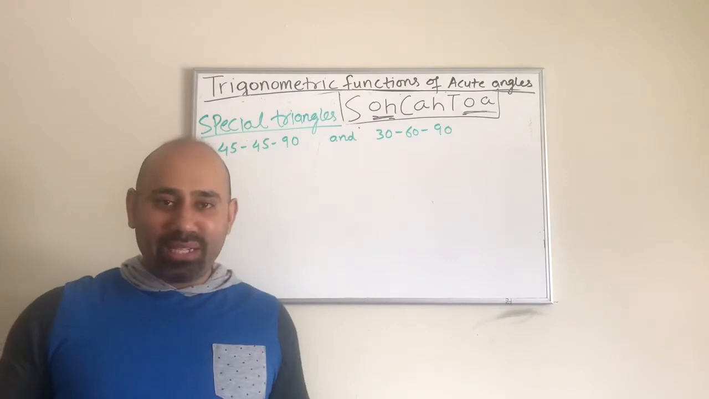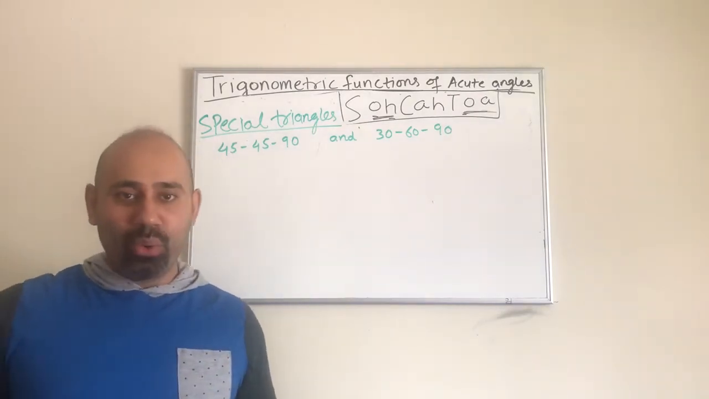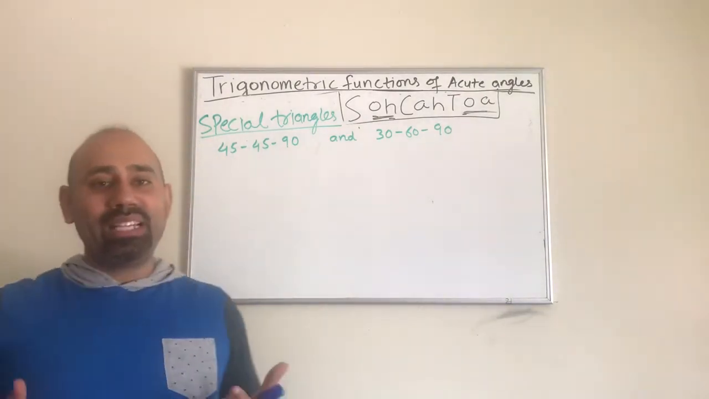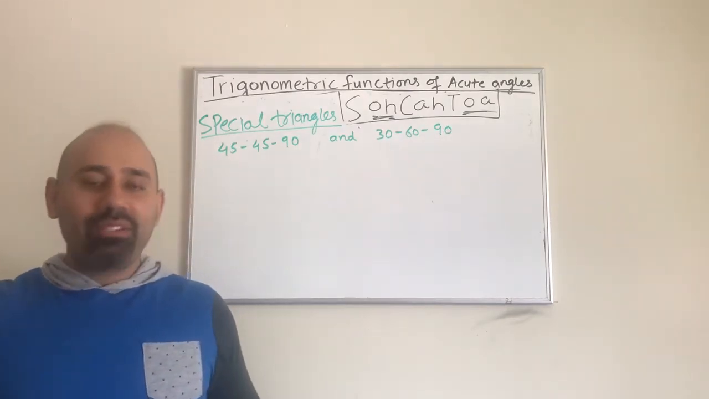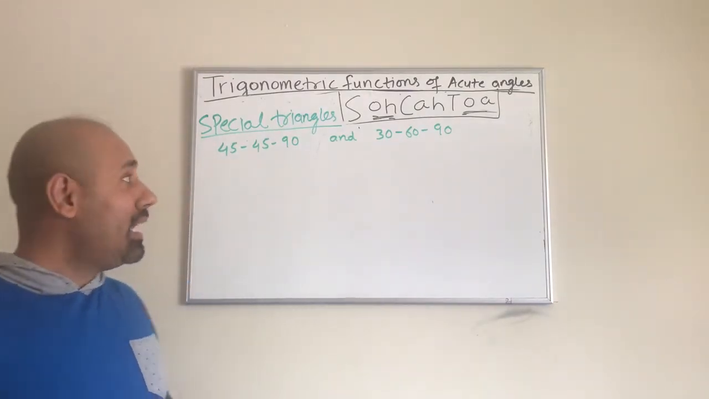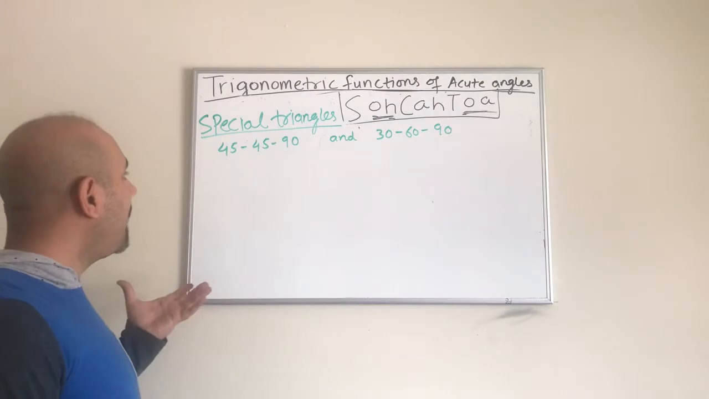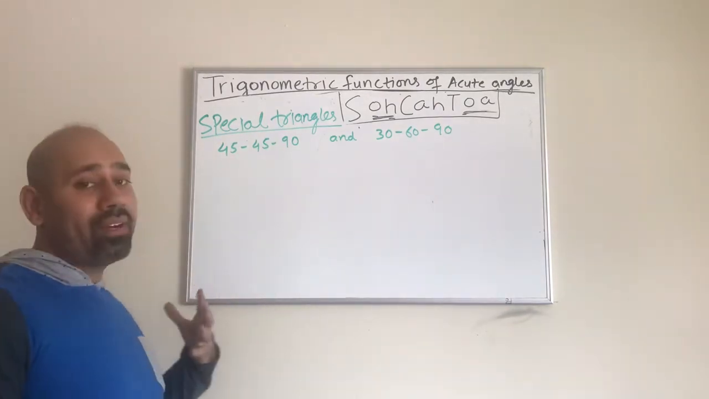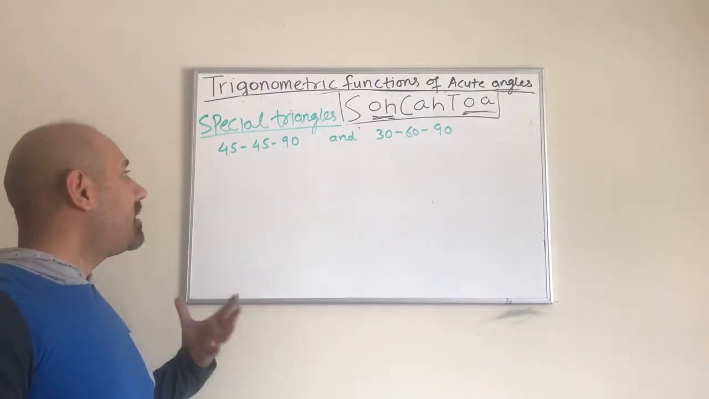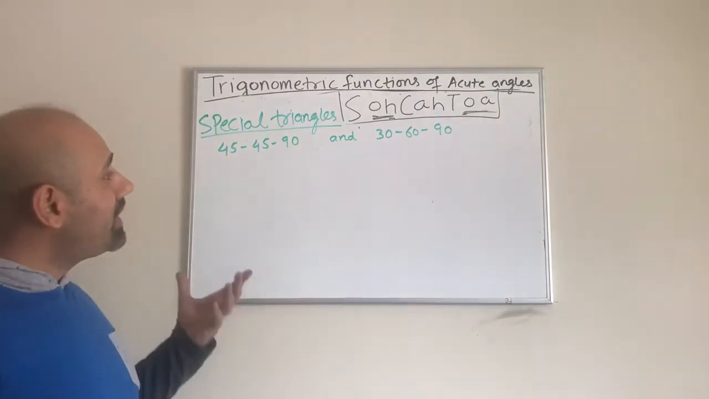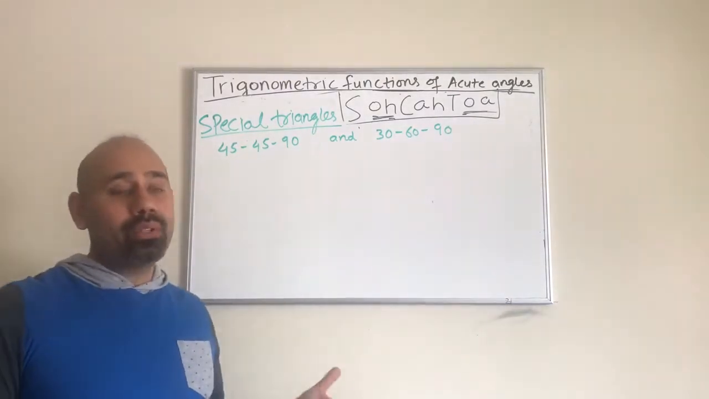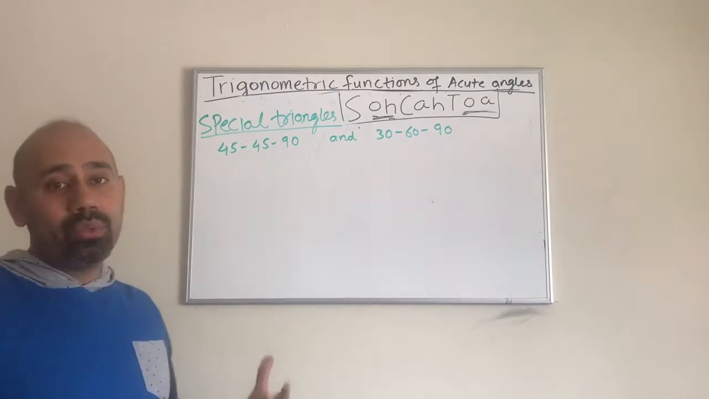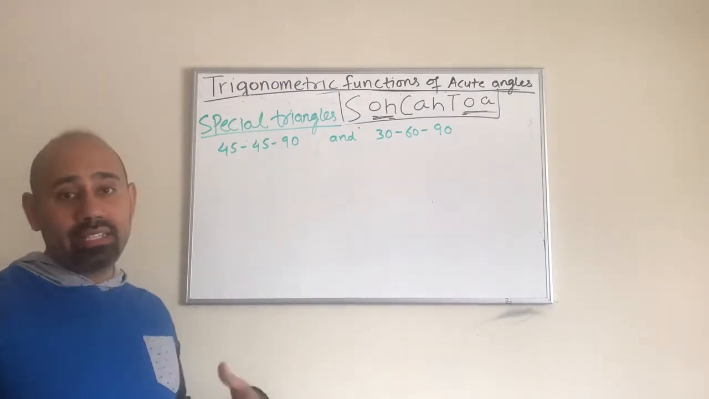Although all the triangles out there are special and unique in their own way, these two are thought of as special triangles in trigonometry courses and in mathematics in general. And what are those two types of triangles? One of them is the triangle which has two angles, 45 and 45, and then the other one is a right angle, 90 degrees. And the second one is a 30, 60, 90, where one of them is of course going to be a right angle, and then the other two angles are 30 degrees and 60 degrees respectively.